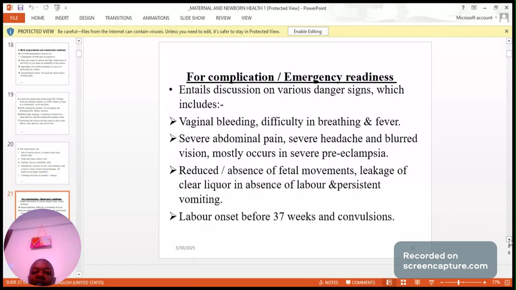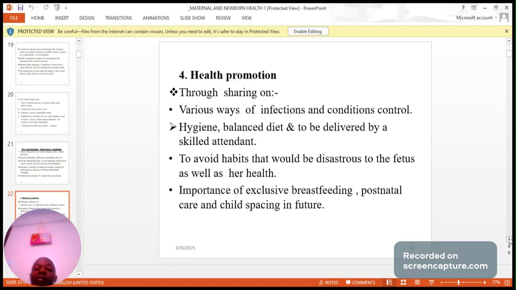For complication emergency readiness, it entails discussion of various danger signs such as vaginal bleeding. If they see anything to do with vaginal bleeding, difficulty in breathing, and fever, let them report to any nearby facility. Severe lower abdominal pain, severe headache, blurred vision, mostly occurring in severe preeclampsia. If you get this, it is preeclampsia, so it's an emergency, and she is supposed to go to a facility. Reduced or absent fetal movement, leakage of clear liquor in absence of labor, and persistent vomiting are also emergencies. Labor onset before 37 weeks is premature or preterm labor.